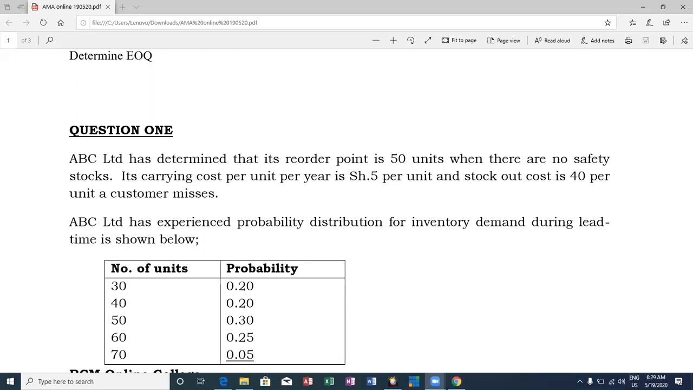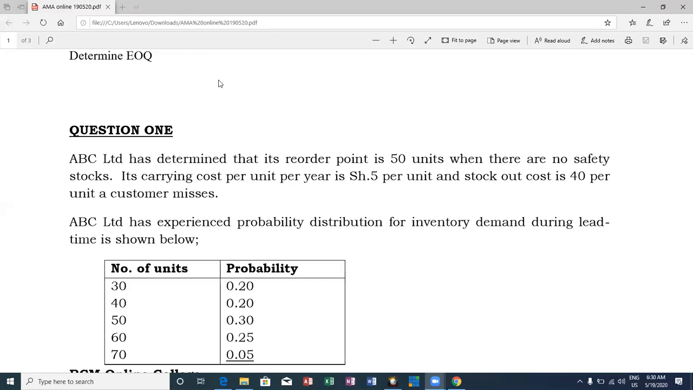Now, ladies and gentlemen, from there, I will go to the next step. The next step is the holding cost of safety stock. Okay, so are you able to hear me? Holding cost of safety stock. So ladies and gentlemen, holding cost of safety stock, what we have here.